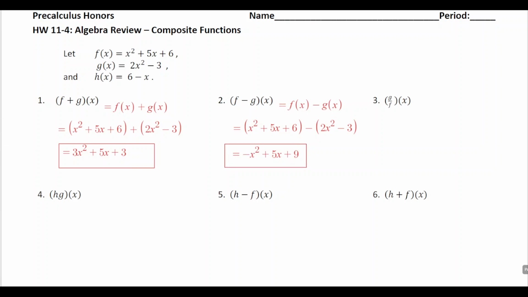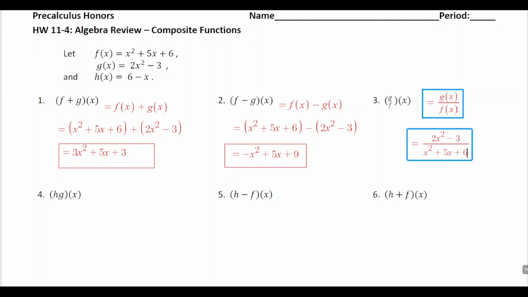For g over f, we've got 2x squared minus 3. This is equivalent to just doing g of x over f of x. So anyway, g of x is 2x squared minus 3, and f of x is x squared plus 5x plus 6. Let's fix this up a little bit here. So what was it? x squared plus 5x plus 6.